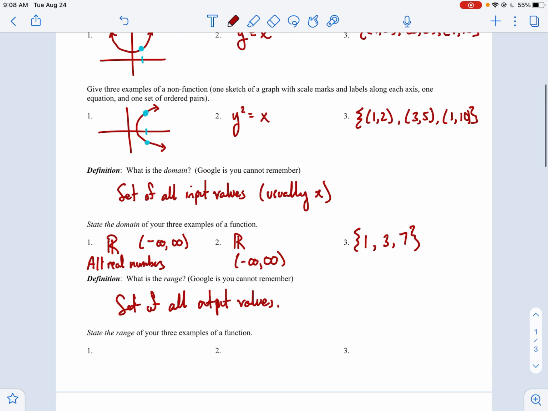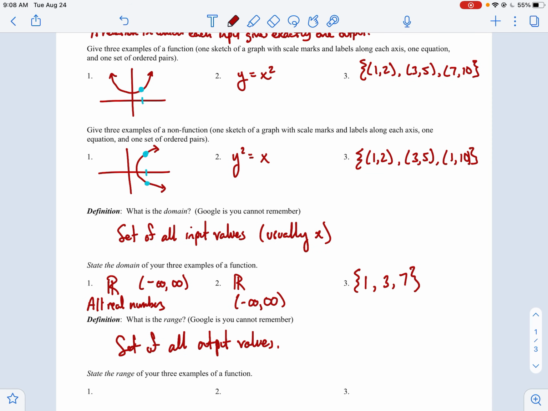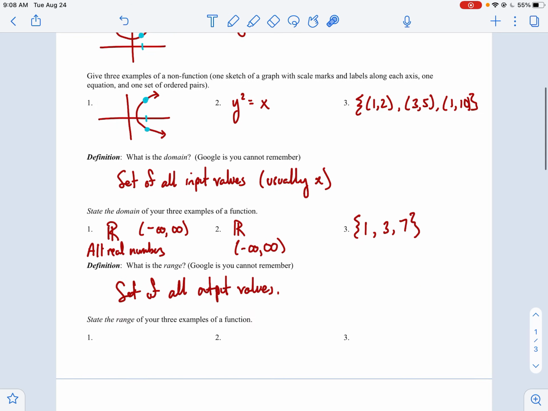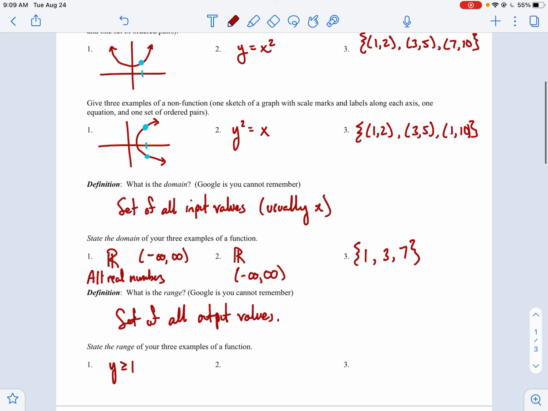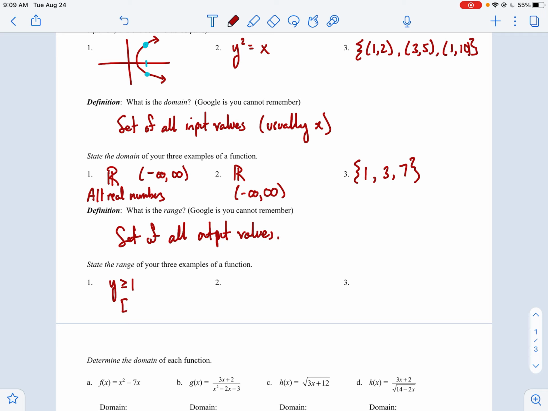So if we come up here and look at our picture, this parabola that I happen to draw here, the lowest y value, maybe we'll say that's at 1. So we could say that the range of this is y is greater than or equal to 1, maybe, right? Like all the y values from 1 and up. Or in interval notation, we could say from 1 to infinity. That would work.